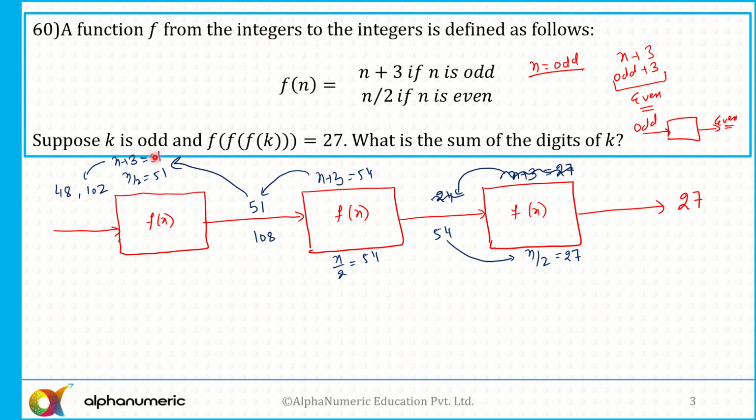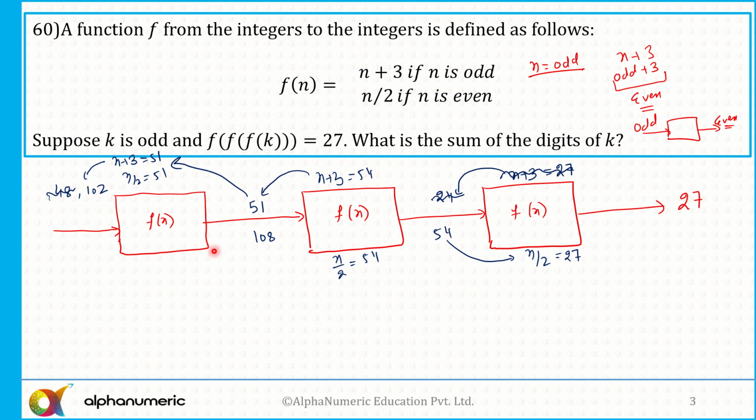But if n plus 3 equals 51, then in that case n is 48, and that is not possible, because 48 is an even number. We know n plus 3 can be applied only if n is odd. So 48 plus 3 is never possible. So this 48 is not possible, and you can cancel this 48. What about 102? Yes, that is possible. 102 is an even number, and if it is even, 102 by 2 will become 51. And then 51 will become 54 and then 27.